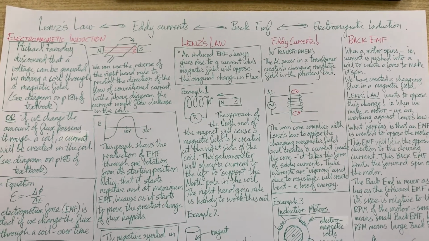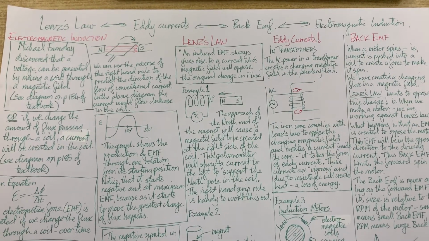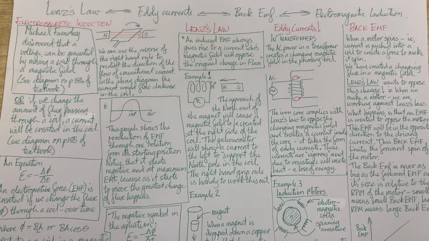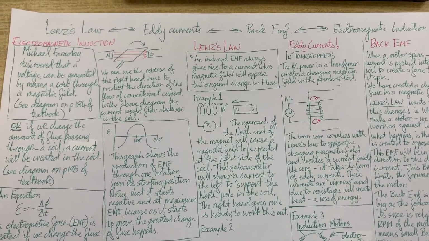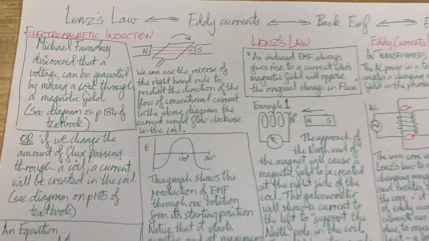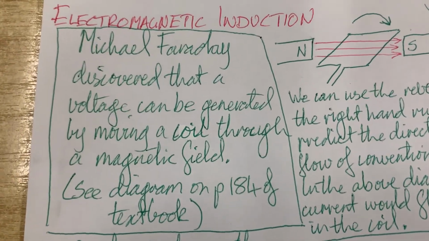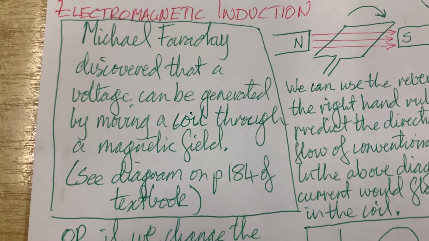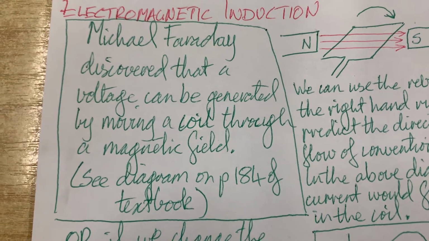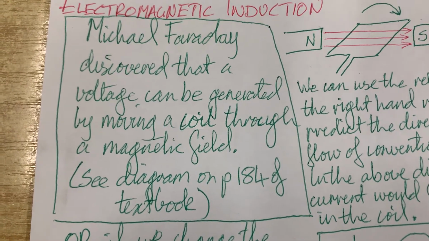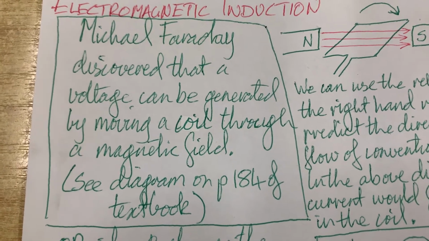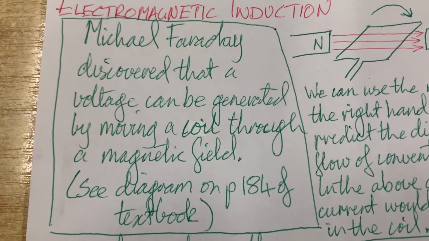All of these concepts are linked, and hopefully this document here will help you put it together that little bit more. All right, so let's start with electromagnetic induction. Well, it all started with Michael Faraday, would have been 1800s or so, who discovered that a voltage can be generated by moving a coil through a magnetic field.